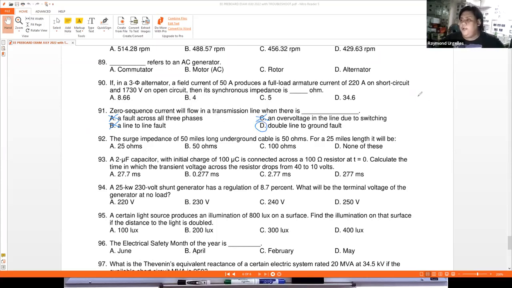Because with a double line to ground fault, right? So again, this is our positive sequence, this is the negative sequence, and this is the zero sequence. These are just connected in parallel, so there will be current flowing through our zero sequence. Okay? So our answer here is letter D.